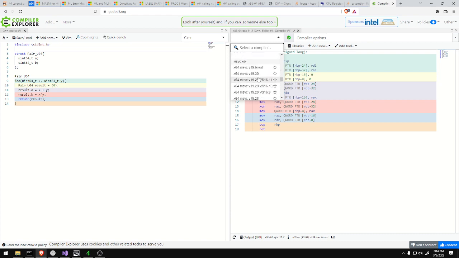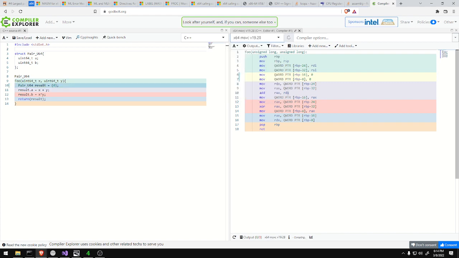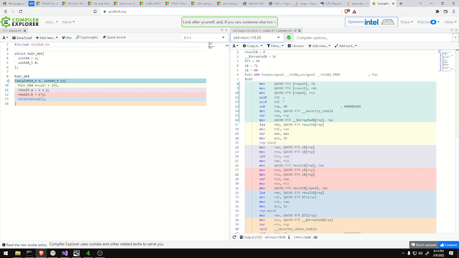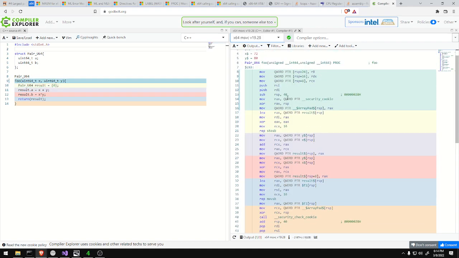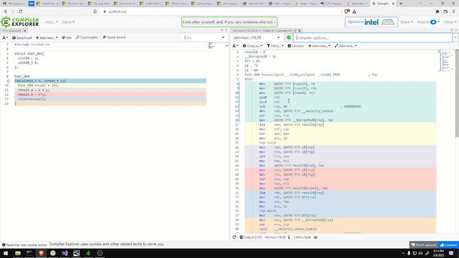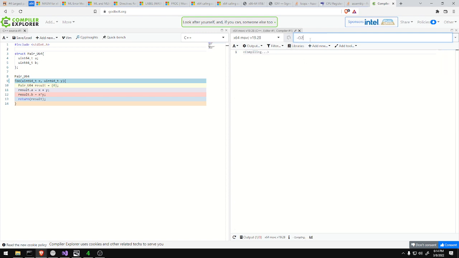Clang, GCC, MSVC, x64. Yeah, let's grab one of these. One without a scary looking version number. How about that? And then this is in debug right now. Let me tell it to do optimizations.